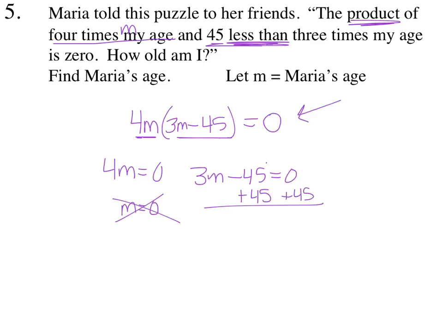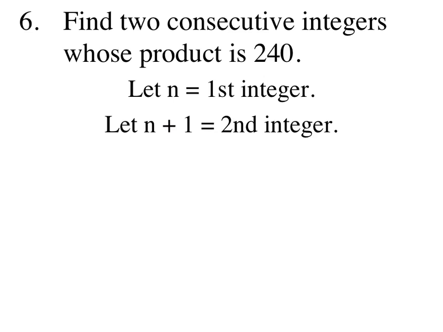So we're going to try the other one and see if we get an answer that makes a little bit more sense here. So 3m should equal 45, and if we divide by 3, then we're saying that Maria's 15, and that makes definitely a lot more sense than saying Maria's 0. So in this case, we get rid of the answers that don't make sense on word problems. We keep the ones that make sense. So Maria is 15.